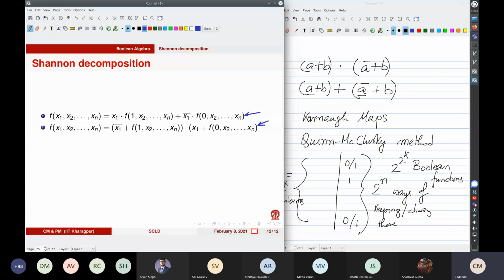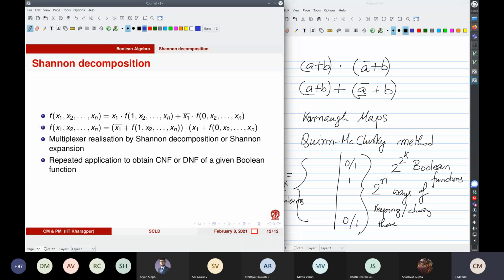So we have looked at the principle of duality. So this is the dual expansion using product of sum rather than sum of product. This is a sum of product. So this is POS expansion. Yeah, and we have seen how you can use a multiplexer realization of the Shannon decomposition. All right. So with this we complete the basic introduction to Boolean algebra.